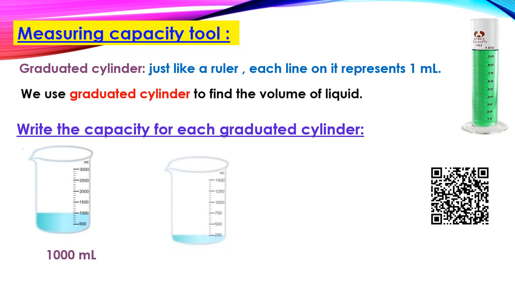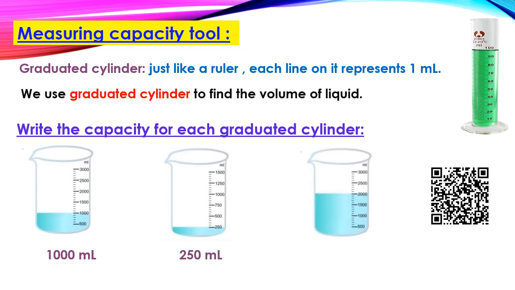The second one, the capacity here equals what? 250 milliliter. Yes. The last one equals the end of the liquid here in this container, or in this cylinder, 2000 milliliter.